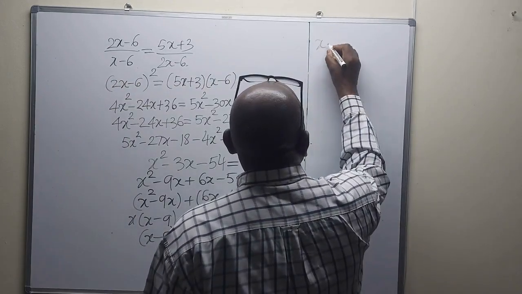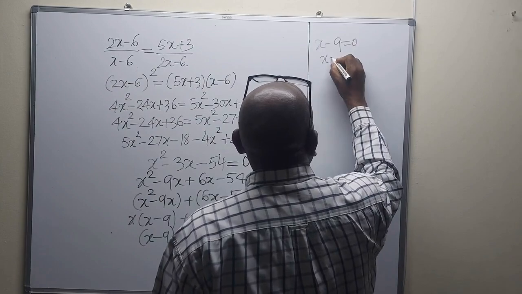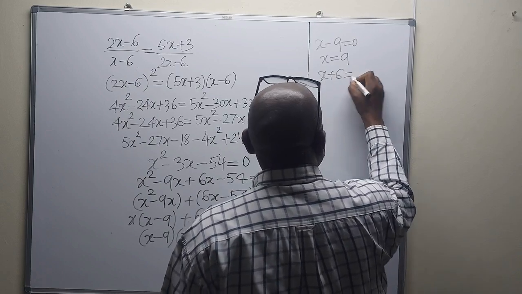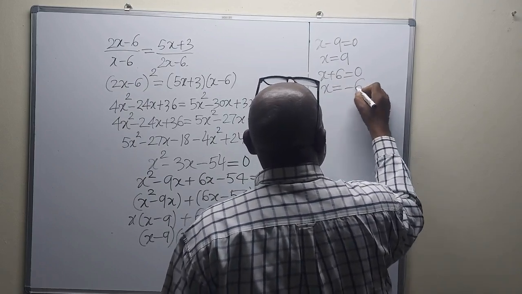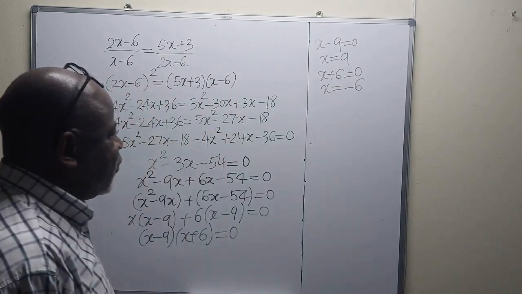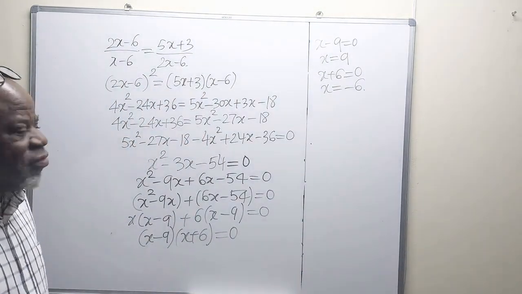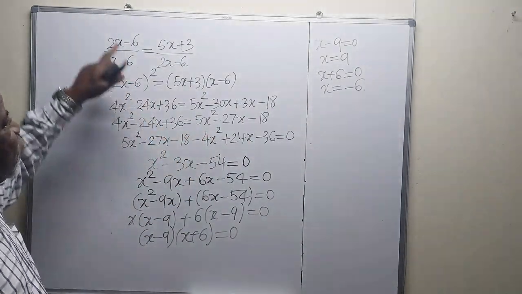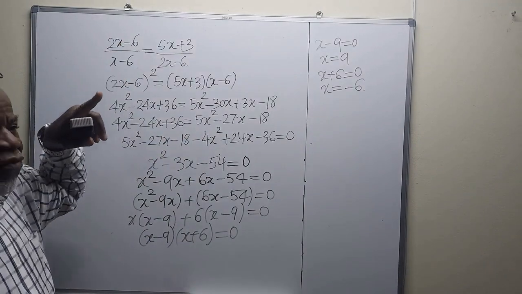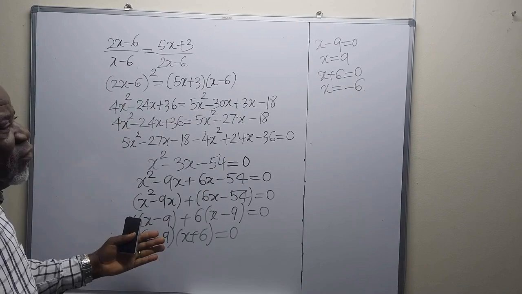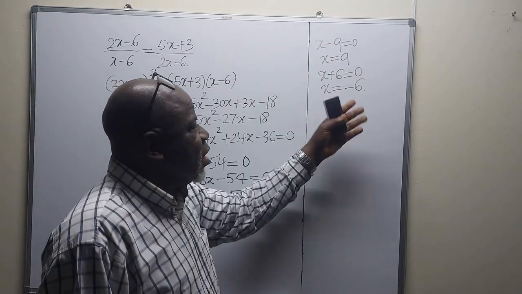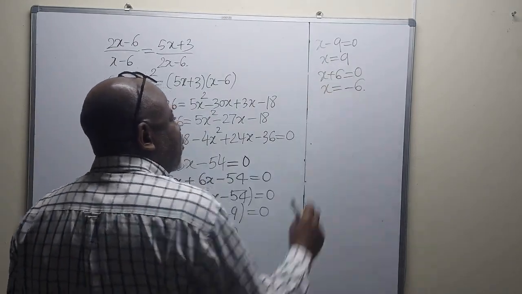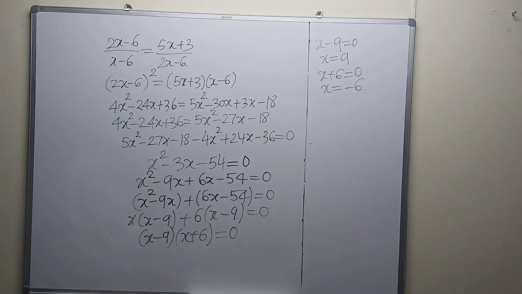So here are our two factors. x − 9 equal to 0, so x is equal to 9, and the other one is x + 6 equal to 0, so x is equal to −6. This is the answer for the first question, which said solve for x, showing all necessary calculations. Here x is equal to 9 and x is equal to −6.